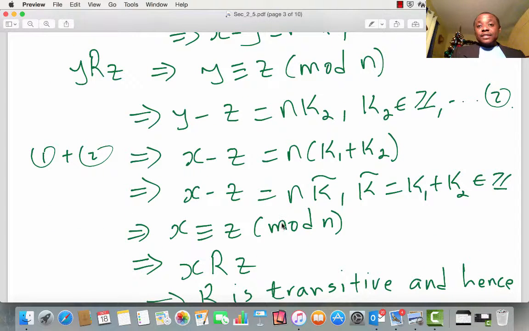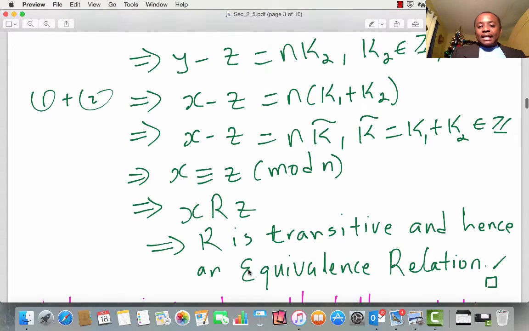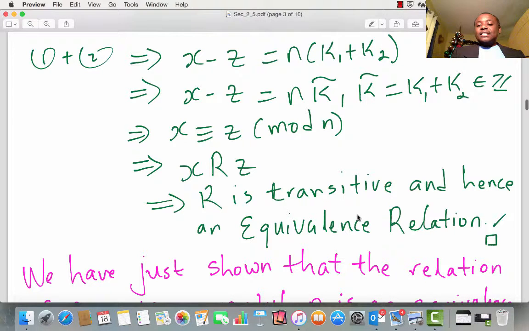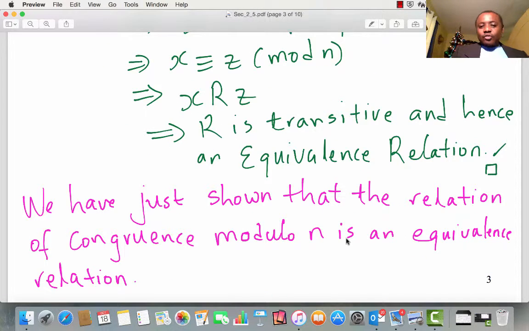And by the definition of congruence, that means x is congruent to z mod n, i.e., x is related to z. This implies that R is transitive and hence it is an equivalence relation. Once more, we have just shown that the relation of congruence modulo n is an equivalence relation.